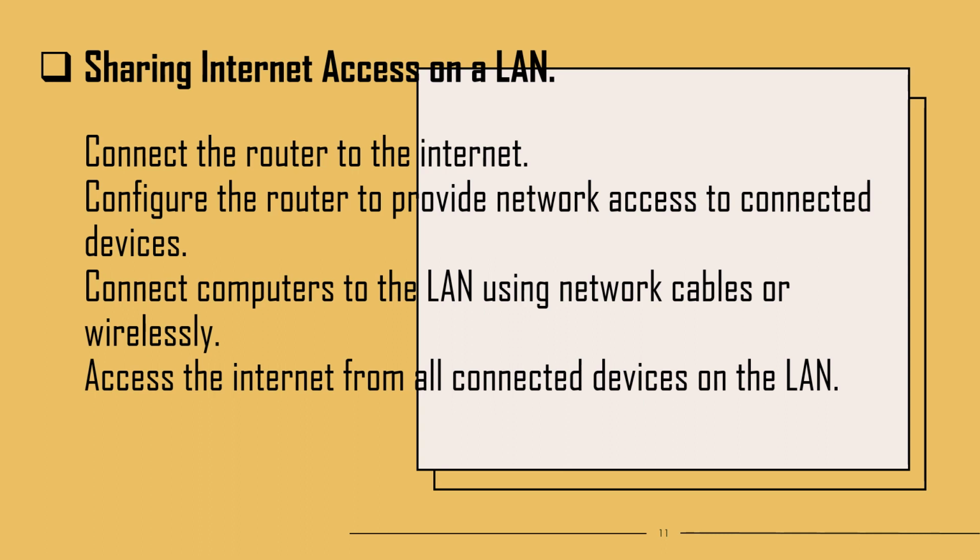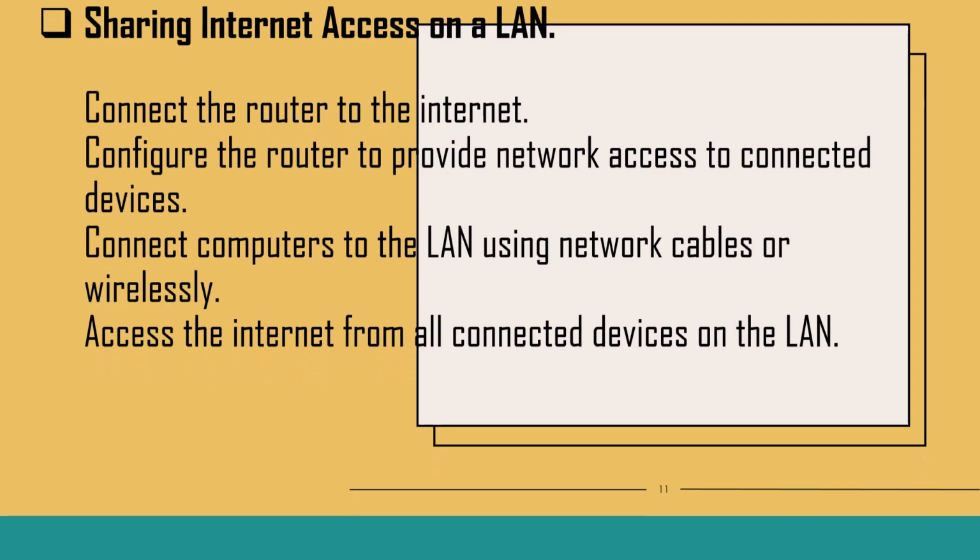Then you can configure the router to provide network access to connected devices. This may include the computers on that network. Connect computers to the LAN using network cables, or you can do it wirelessly. And then access the internet from all connected devices.